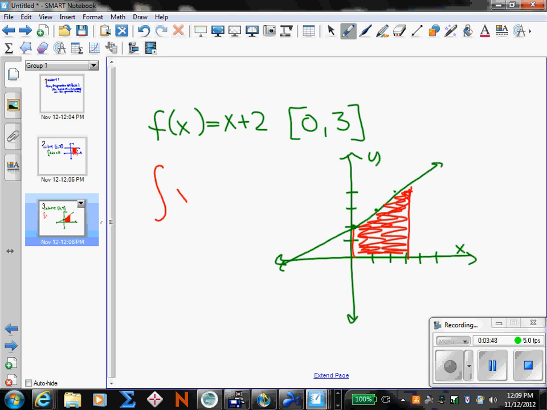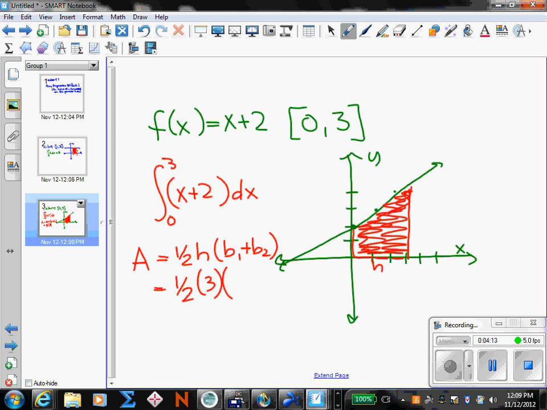So my problem is the integral of x plus 2 dx between 0 and 3. I can find that area by using the area of a trapezoid. 1/2 the height, base 1, plus base 2. My height in this case is this length here. So this is 3. My bases are the parallel sides. So the length of my first base is 2. The length of my second base is what I get when I plug in 3. So this coordinate right here is 3, 5. So the height of my second base is 5. So the area between 0 and 3 of x plus 2 is 3/2 times 7, or 21/2.